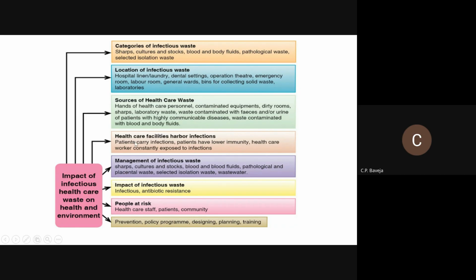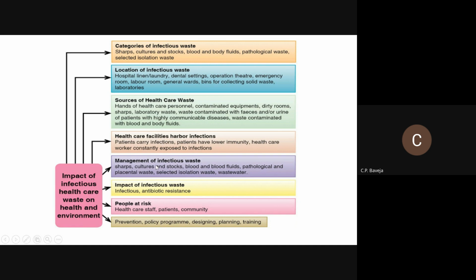Next comes the healthcare facility harboring infections. All healthcare facilities have patients who carry infections. Patients have lower immunity. Healthcare workers are constantly exposed to infections, so healthcare workers working in the facility are also at risk.